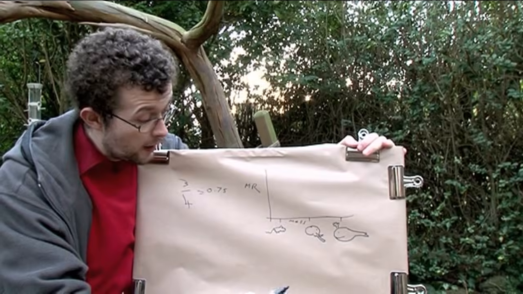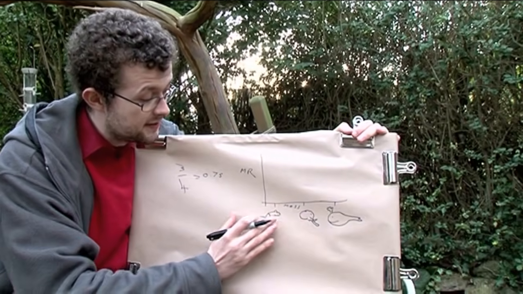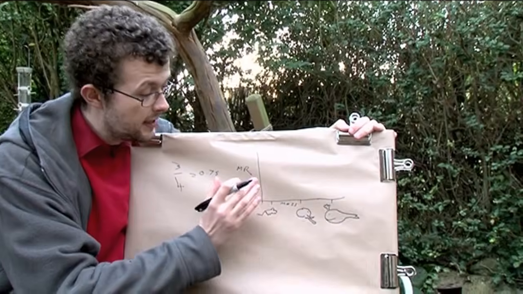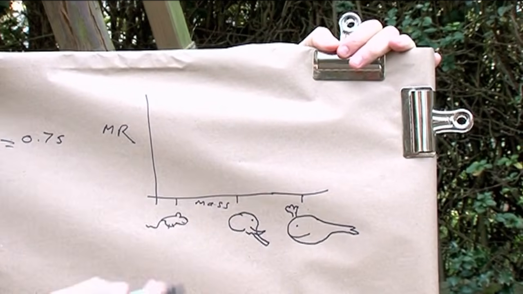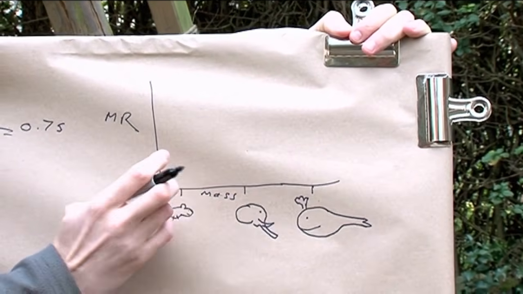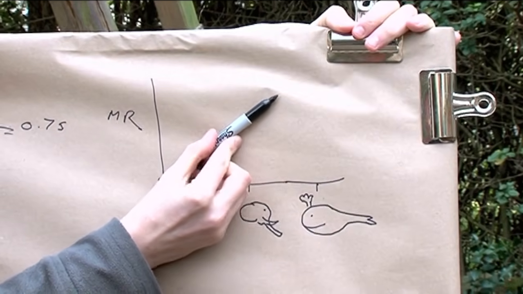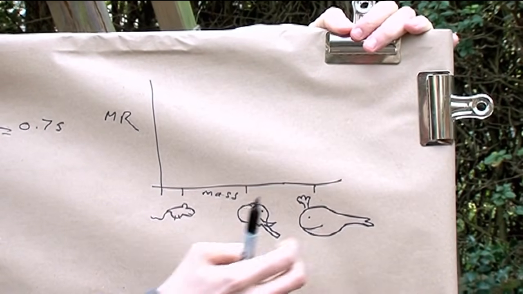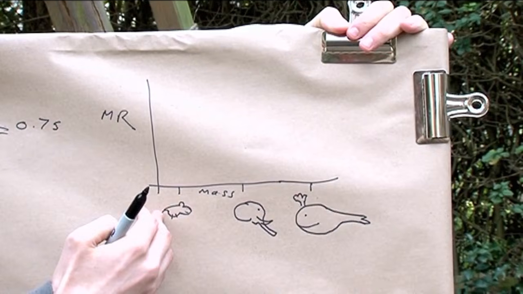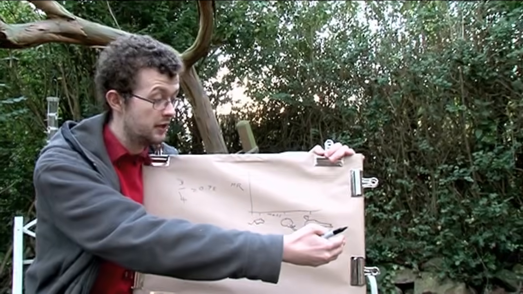So one way it could happen is that since the elephant is 1,000 times heavier than the mouse, it would need 1,000 times more energy. If we had that sort of scaling, it would be linear. And so it would be just a straight line between the metabolic rate and the mass. So the whale, that's 1,000,000 times heavier than the mouse, so it would need 1,000,000 times more energy.